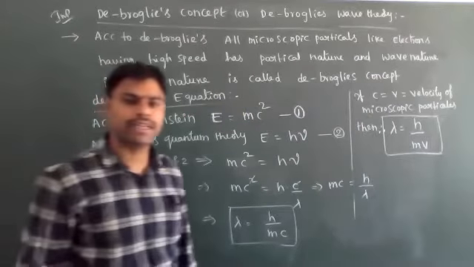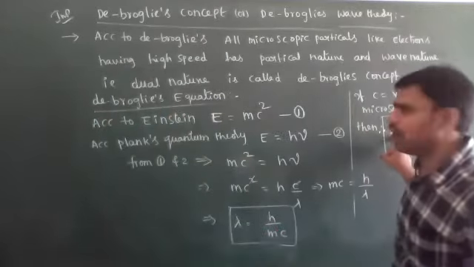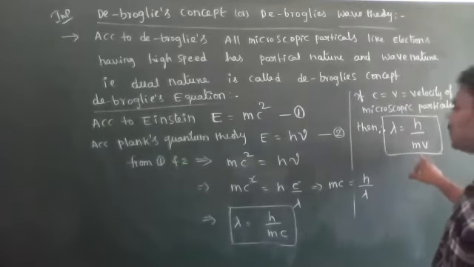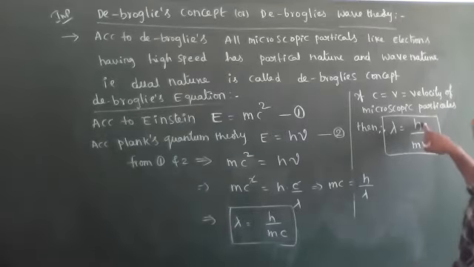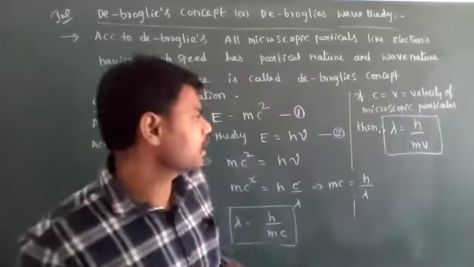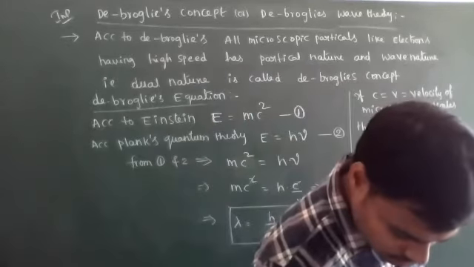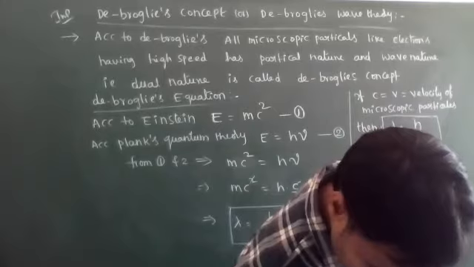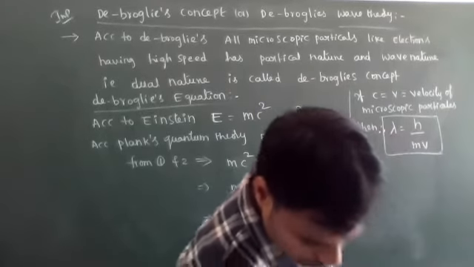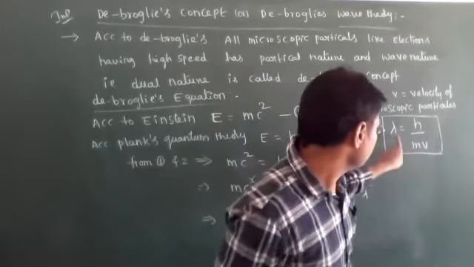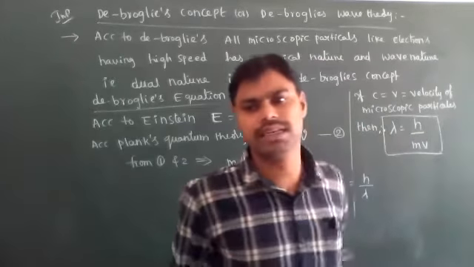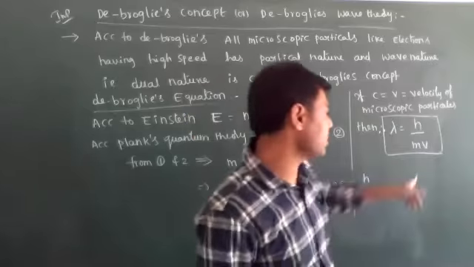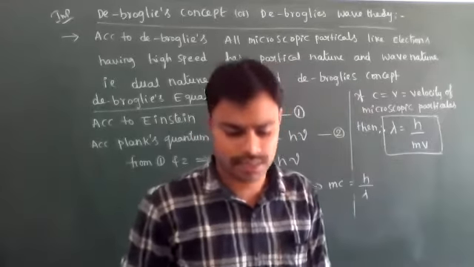What is the final equation for de Broglie's wave equation? The wavelength of microscopic particles is equal to h by mv. In this case, h is constant, and mass and velocity will change. If mass increases, then the lambda value decreases. If the velocity of microscopic particles increases, the lambda value decreases. Means the wavelength is inversely proportional to mass and velocity of microscopic particles.